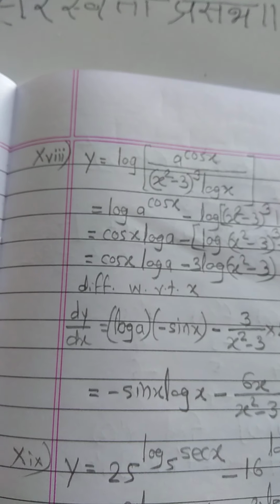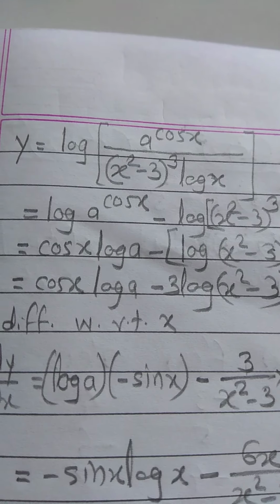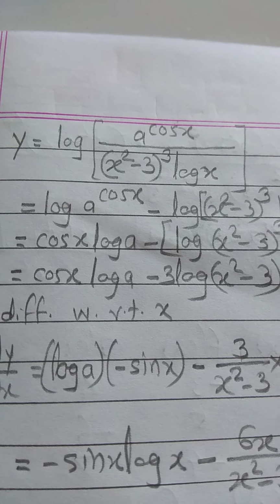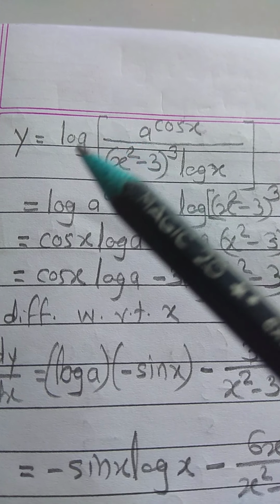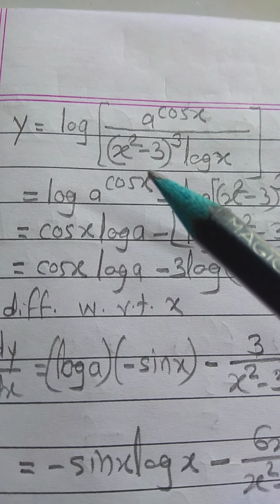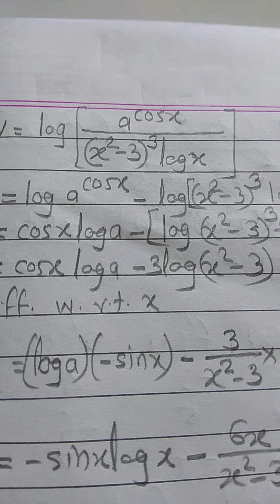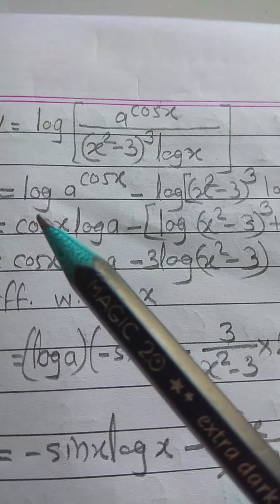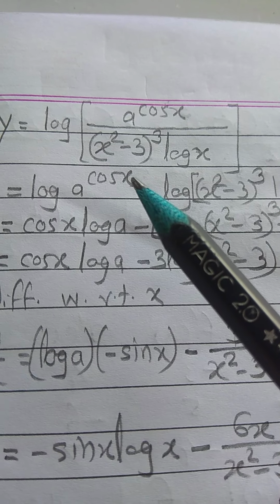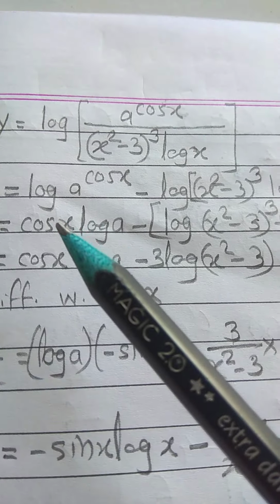Question number 18, y equal to log of this bracket. This is of the type log of a by b, that means log of a minus log of b it should be. Now the function is of the type log of a raised to p, it will be p times log of a.